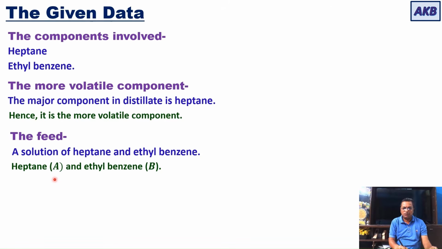Heptane, let us denote it as A, and ethyl benzene as B, because usually we use the notation A to represent the more volatile component. This is our practice. It is up to you. So let me call heptane as A and ethyl benzene as B.